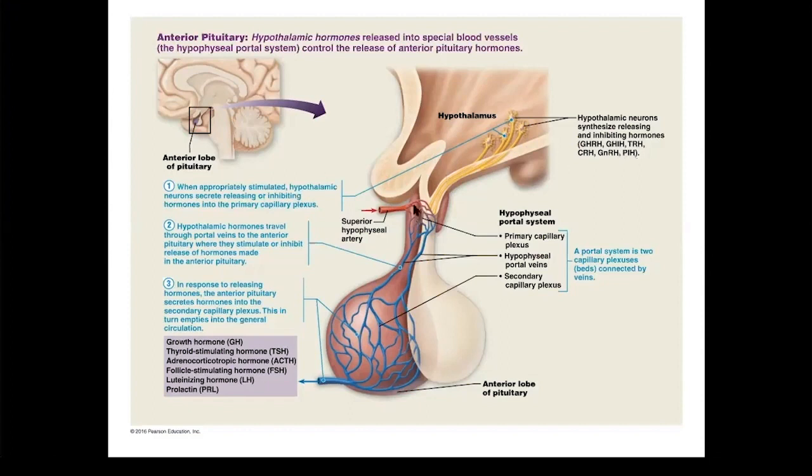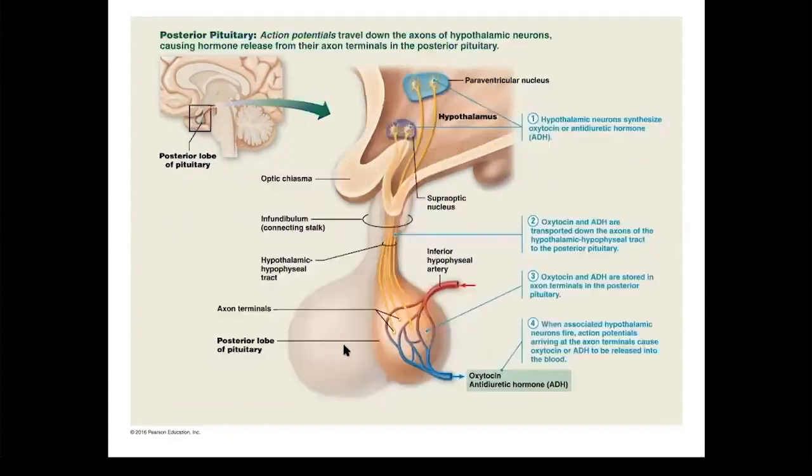These tropic hormones will move into the primary capillary plexus, through the hypophyseal portal veins, into the secondary capillary plexus. All of these blood vessels make up the hypophyseal portal system. Once in the anterior pituitary, the hormones will leave the secondary capillary plexus and move to their target cells in the anterior pituitary. This is an illustration of the posterior pituitary.